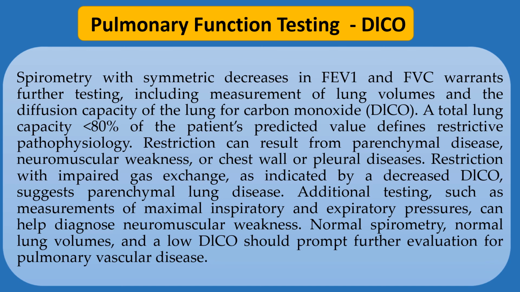Restriction can result from parenchymal disease, neuromuscular weakness, or chest wall or pleural diseases. Restriction with impaired gas exchange, as indicated by a decreased DLCO, suggests parenchymal lung disease. Additional testing, such as measurements of maximal inspiratory and expiratory pressures, can help diagnose neuromuscular weakness.